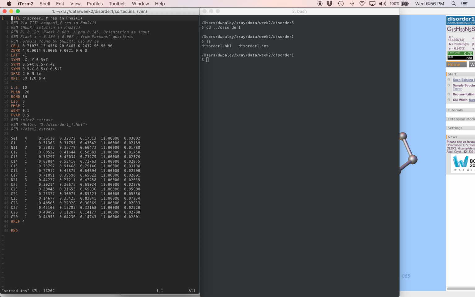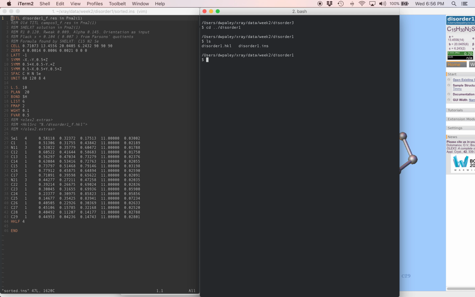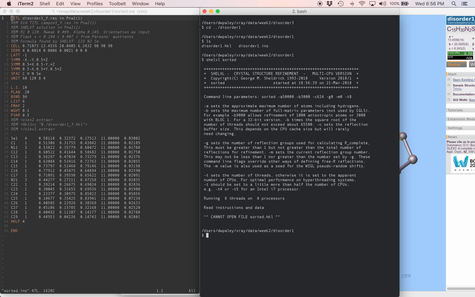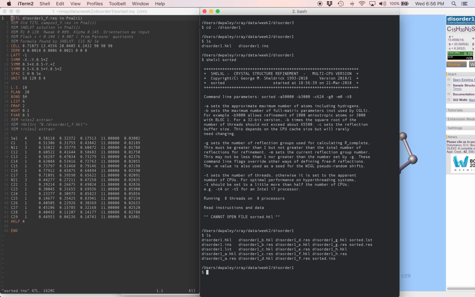And on the right, we can try running shellxl. We'll see what happens. Shellxl sorted. Cannot open file sorted.hkl. That's because we didn't make a HKL file for this. Now, let's look at the files in this folder. For each one of the possibilities that shellxt gave us, there's a res file which has the structure, and there's also a separate HKL file for each one of those.